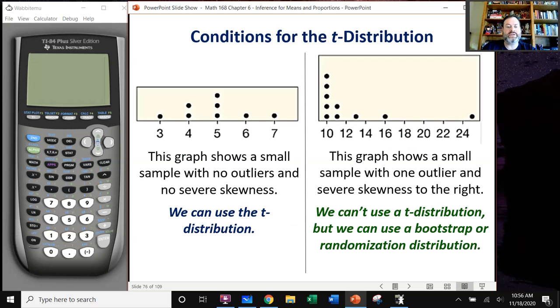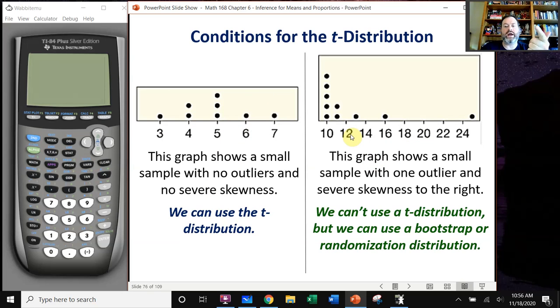So here are 2 good examples. Both of these examples are small samples. Small samples need to be checked that they're approximately normal. So notice here that's not really skewed and there's no outliers. Small sample, not skewed, no outliers. That tells us that we can use the t-distribution for inference for this data set.